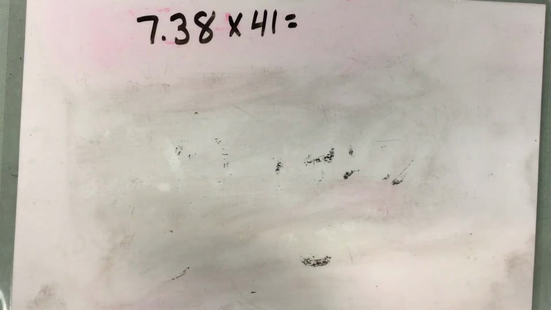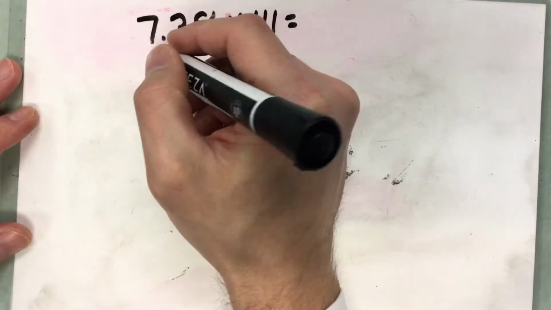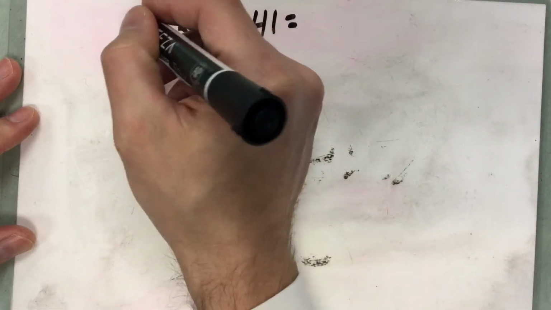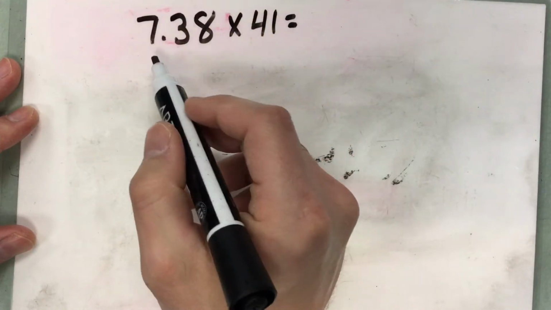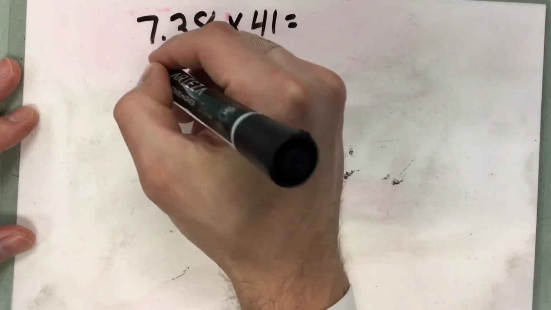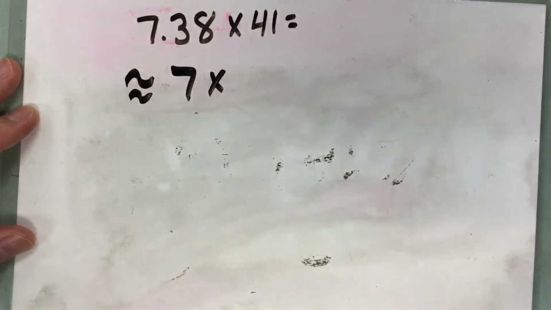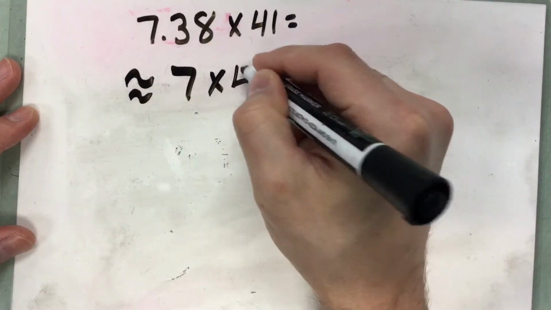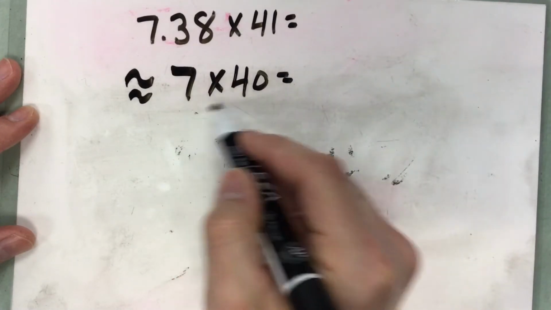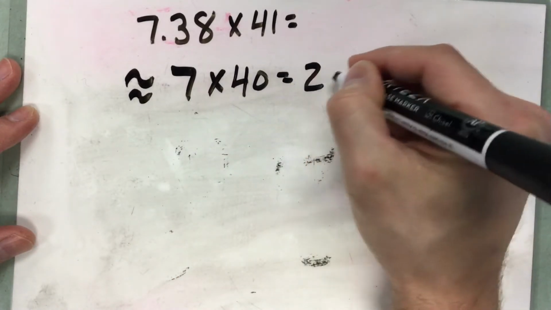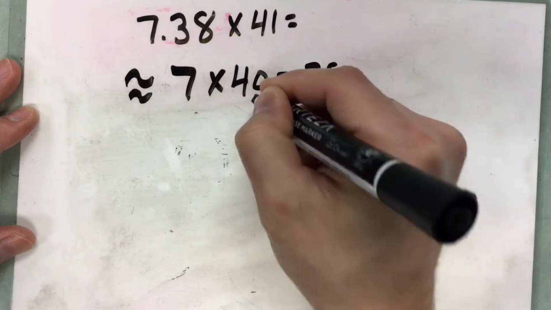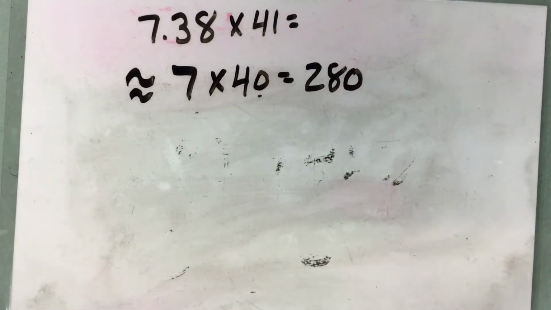Let's first estimate. What would our answer be if we estimate, or round, the factors? So let's round 7.38 to the nearest 1. That would be about 7. And let's round 41 to 40. So 7 times 4 would give me 28, and then a 0 for my 40. So our answer is going to be somewhere around 280.